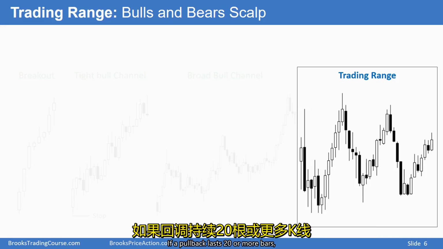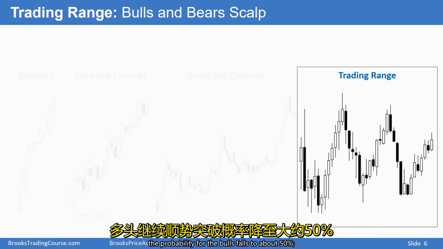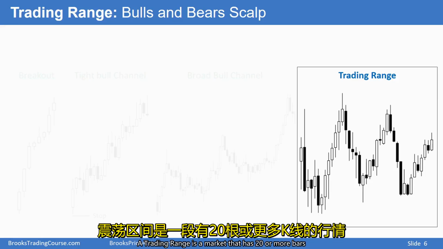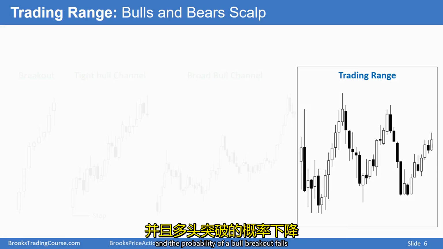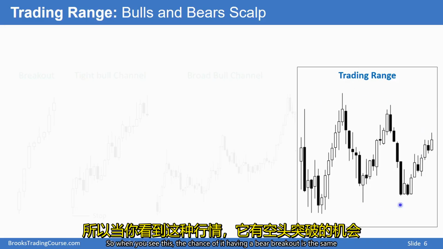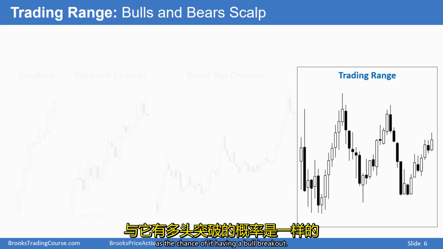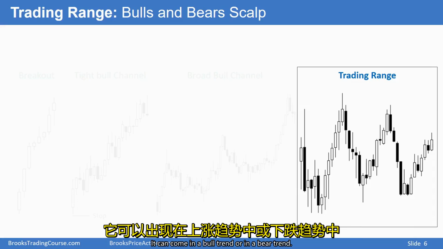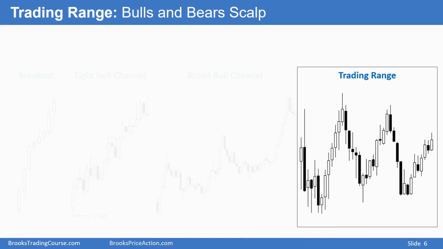If a pullback lasts 20 or more bars, the probability for the bulls falls to about 50%. The probability for a bear breakout rises to about 50%. And a trading range is a market that has 20 or more bars, and the probability of a bull breakout falls to about the same as a bear breakout. So when you see this, the chance of it having a bear breakout is the same as the chance of it having a bull breakout. It can come in a bull trend or in a bear trend.